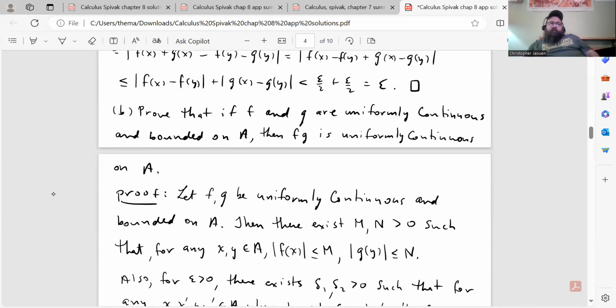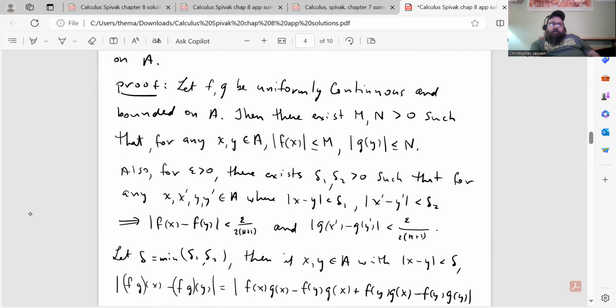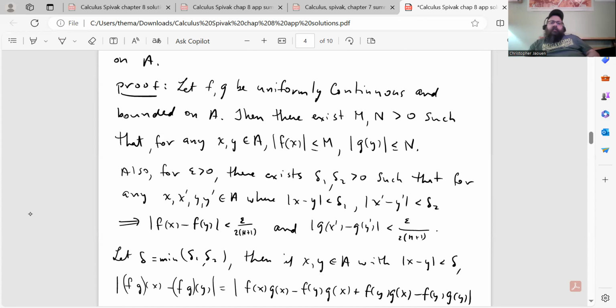All right, part B, prove that if f and g are uniformly continuous and bounded on A, then f times g is uniformly continuous on A. Again, this is relatively straightforward. Here's the proof. Let f and g be uniformly continuous and bounded on A, then there exist m, n greater than 0, such that for any x, y in A, absolute value f of x less than or equal to m, absolute value g of y less than or equal to n.